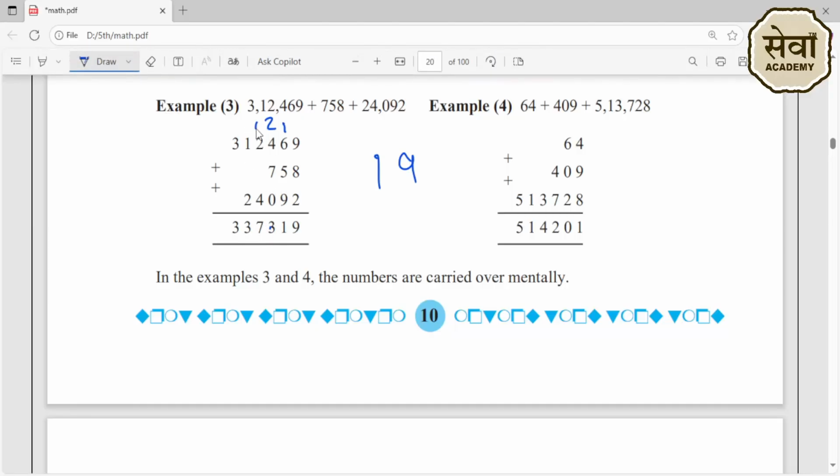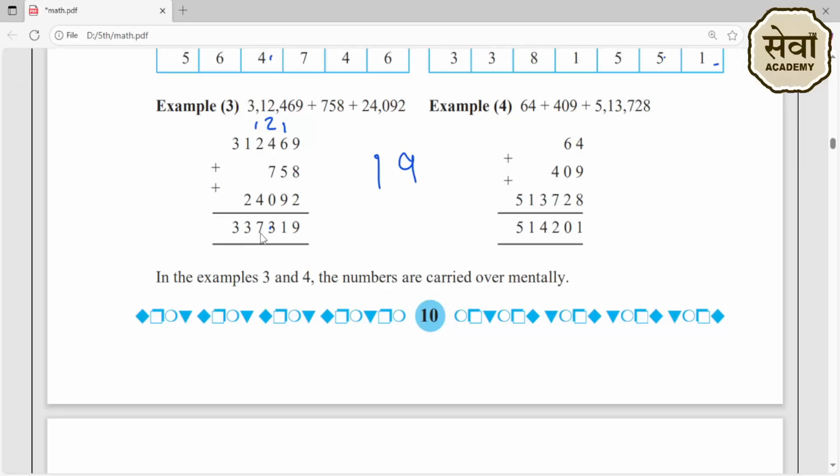And what is 4 plus 2? It is 6. 6 plus 1 is 7. So we wrote here 7. And what is 3 plus, I mean 1 plus 2? It is 3. And 3 plus 0 is 3. So this answer came. And 64 plus 409 plus 5,13,728. What is 9 plus 4?